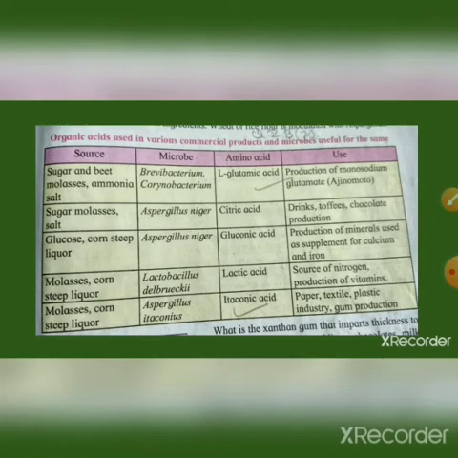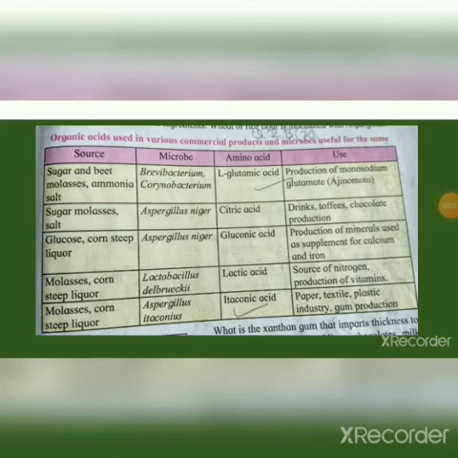The second one: sources are sugar, molasses, salt. Aspergillus niger is the microbe. The acid here is citric acid and use is in drinks, toffee, chocolate production. The third source is glucose, corn steep liquor, with Aspergillus niger. The acid formed here is gluconic acid, used in production of minerals used as supplements for calcium and iron. The fourth source is molasses, corn steep liquor, Lactobacillus delbrueckii. The acid formed here is lactic acid, used as a source of nitrogen and in production of vitamins.